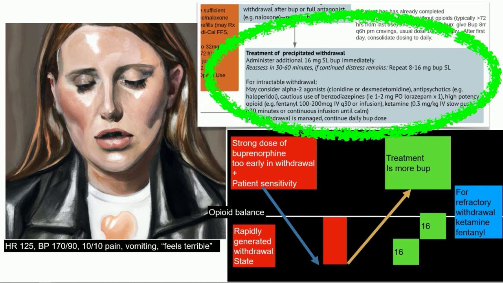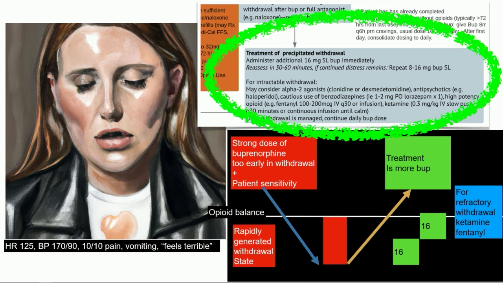Right, because there are so many adjuncts you can use, right? There are benzos, there are antipsychotics, there is clonidine. There's the whole social context of it, but fundamentally, you're in an opioid deficit situation, and you have a limited number of tools that will help fix that. And so your primary goal is to fix the opioid deficit. So this is the idea of opioid balance.